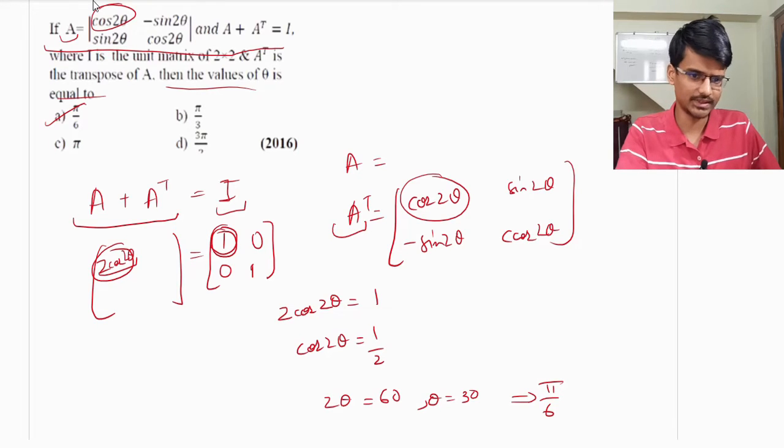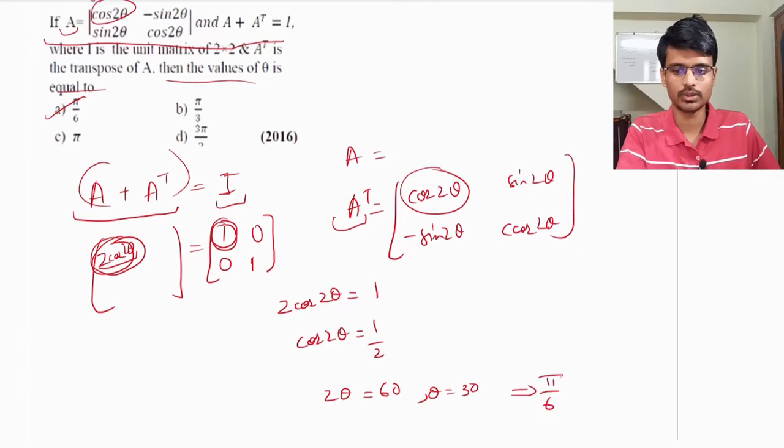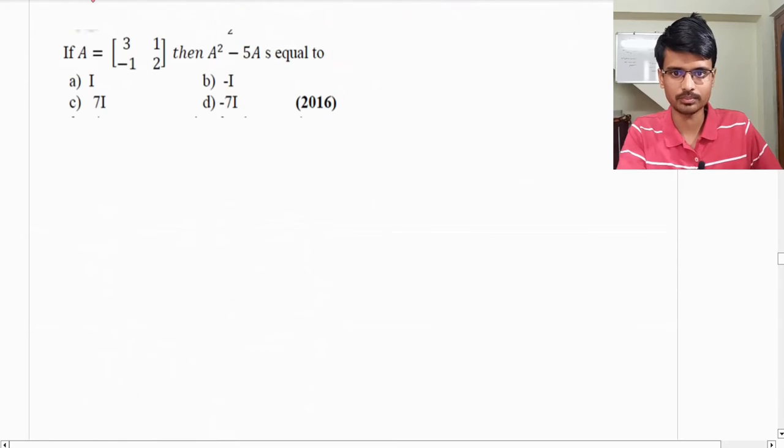So this was an easy question. No need to evaluate the entire thing, A plus A transpose, no need to do. Just the first term, if you evaluate and equate it to the corresponding term, because using the equality of matrices, we can do that, right? So this is how you can solve it faster.